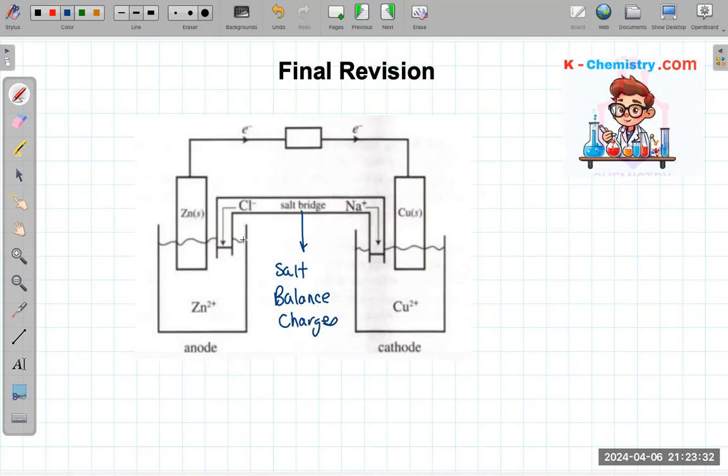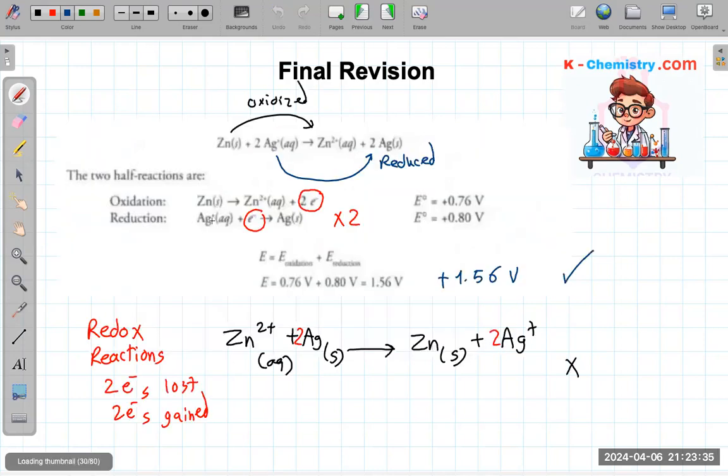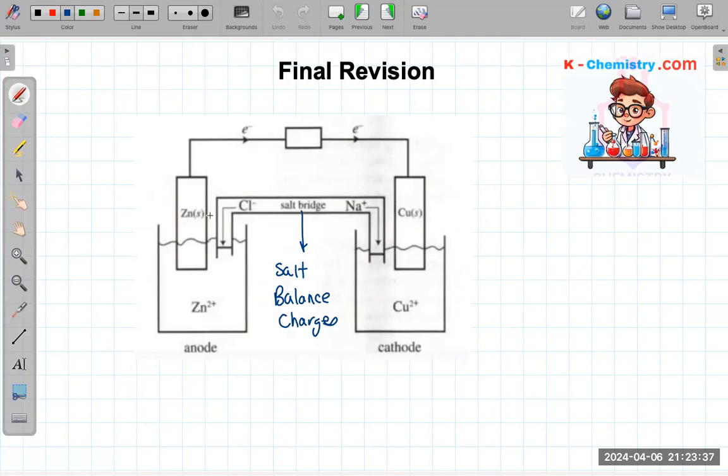Why is this happening? Because we know that this zinc has changed into zinc ions. If these zinc ions keep accumulating like that, this will make this side more positive, and it starts to become more and more positive.